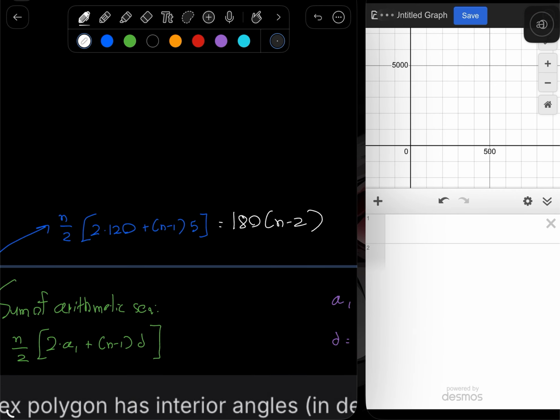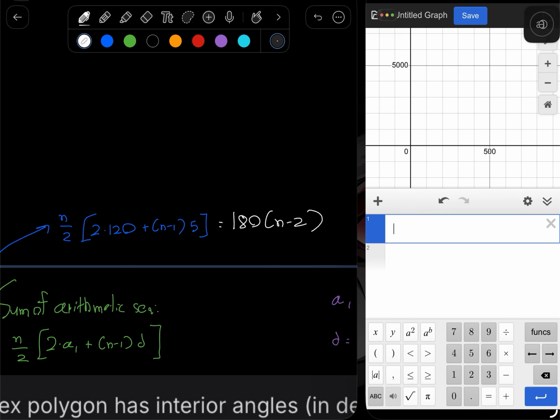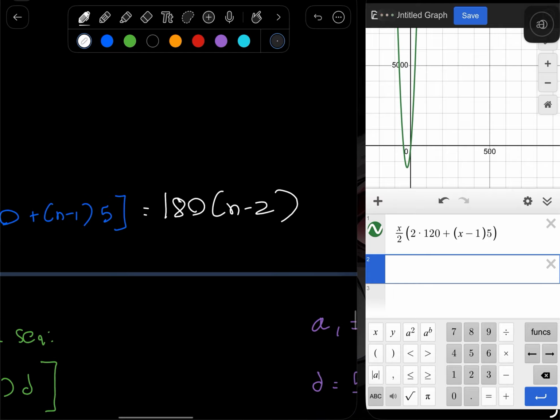You'll realize now that we only have one variable to solve for, which is n. So now I'll just use decimals. In this case, I'm going to use x instead of n here. It's the same logic, it just allows us to graph and see the intersections. So you have x over 2 times 2 times 120 plus x minus 1 times 5. That's the first equation, and you set that equal to 180 times x minus 2.